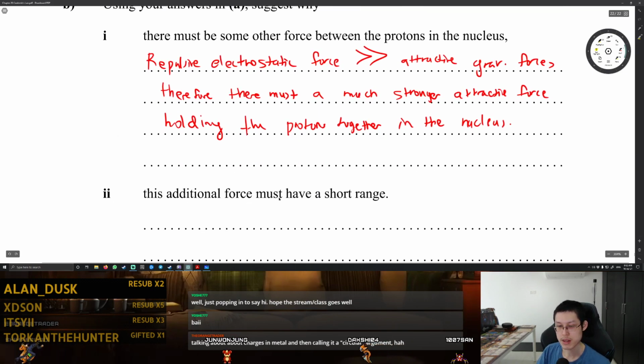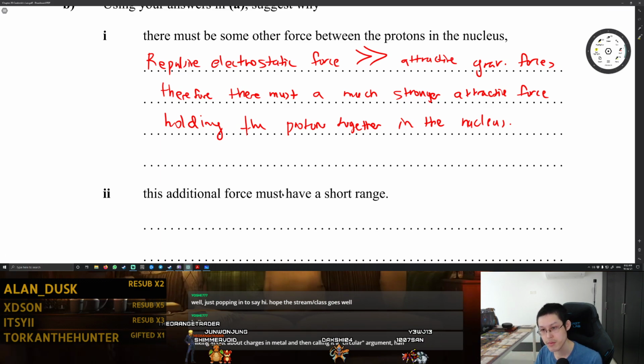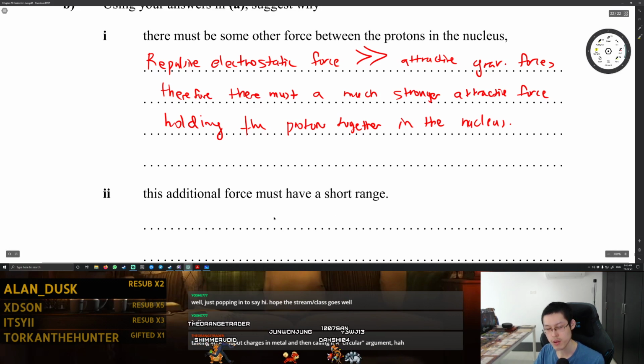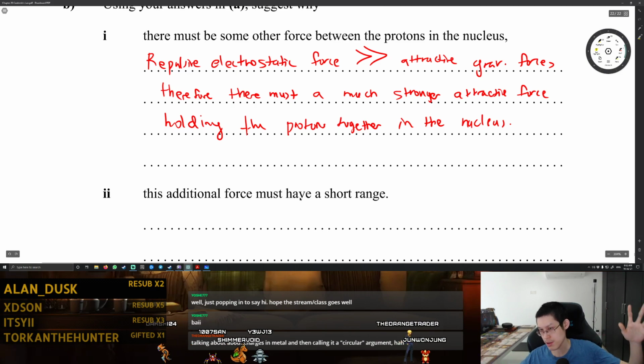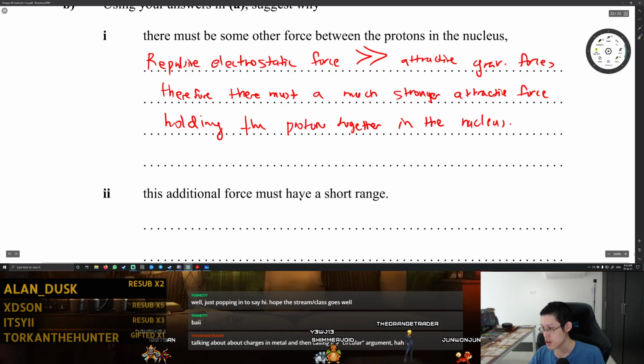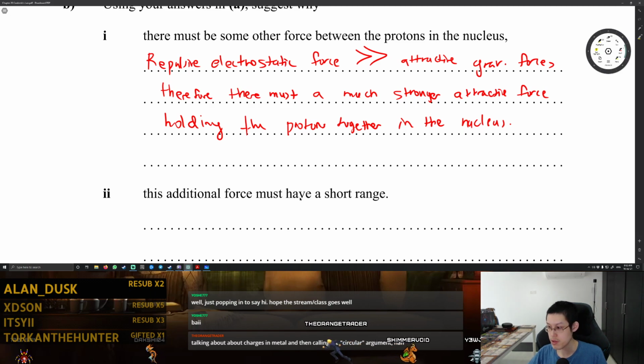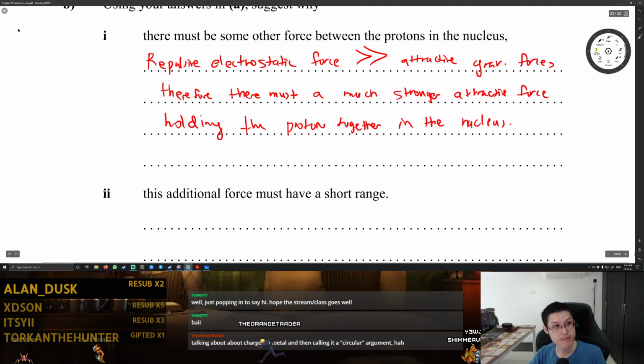This additional force must have a short range. Alright, so if you remember when we did strong forces in AS, the strong force has a very short range. And why does it have a short range? Because if it has an infinite range like gravitational force and electrostatic force, then it's going to overcome all the forces in the universe, and instead of what we have now, we're just going to exist as a gigantic nucleus because everything's going to be pulled together, right?